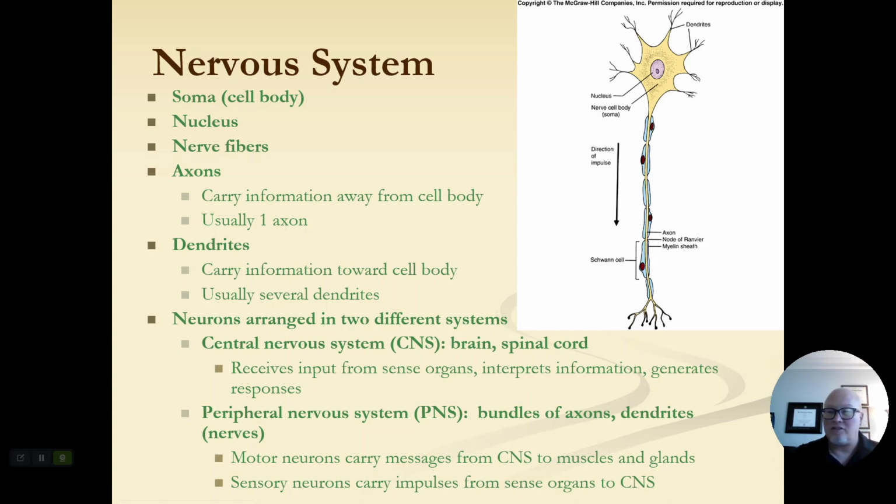So we have our central nervous system, which is your brain and your spinal cord, and the peripheral nervous system, which are all of the axons that move away from the spinal cord. Without your nervous system, you wouldn't be able to take in any information. You wouldn't be able to see or hear or taste or experience touch. So none of your senses would operate without the nervous system.